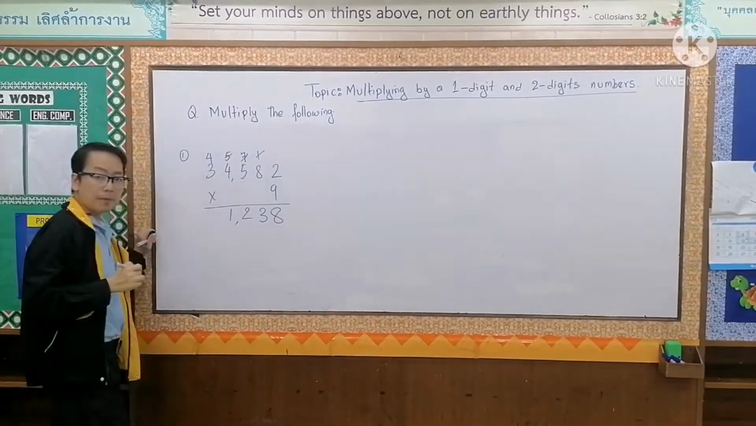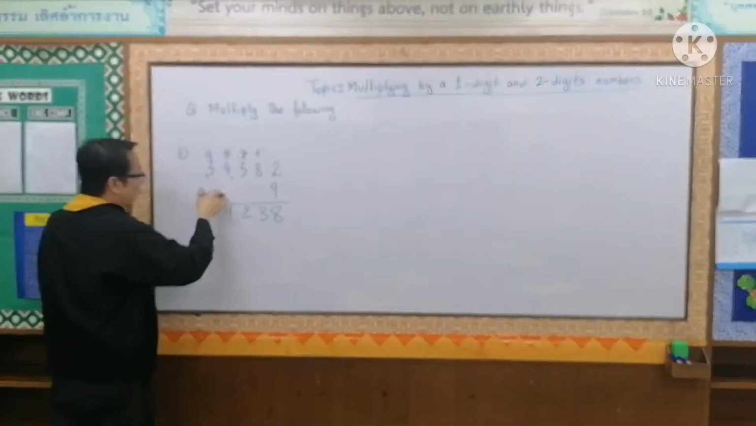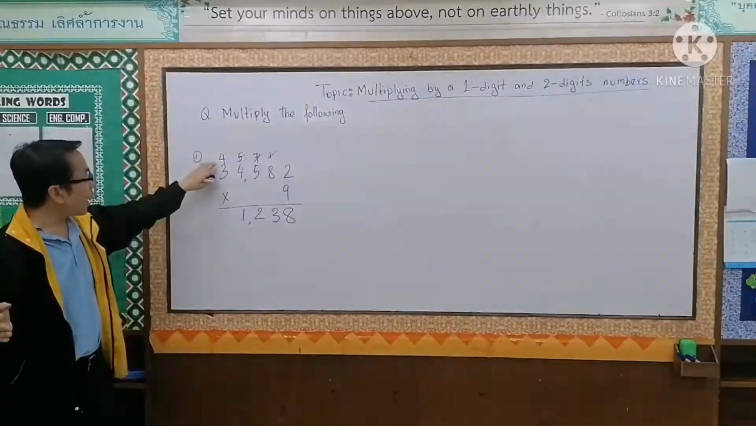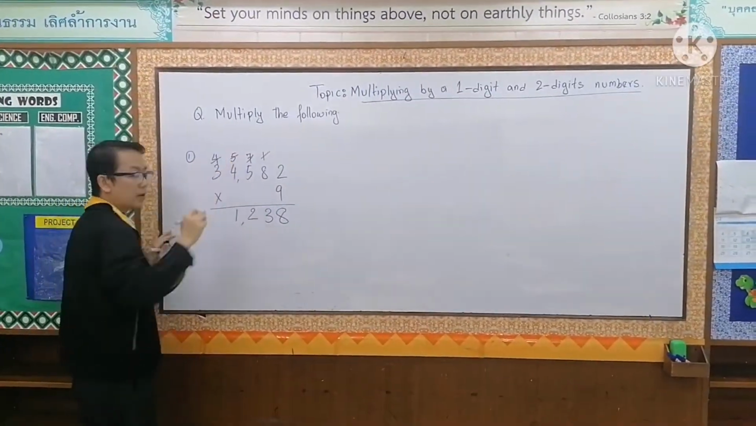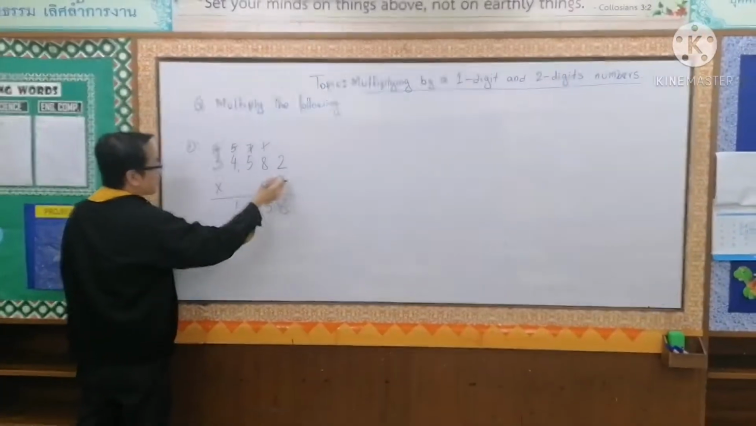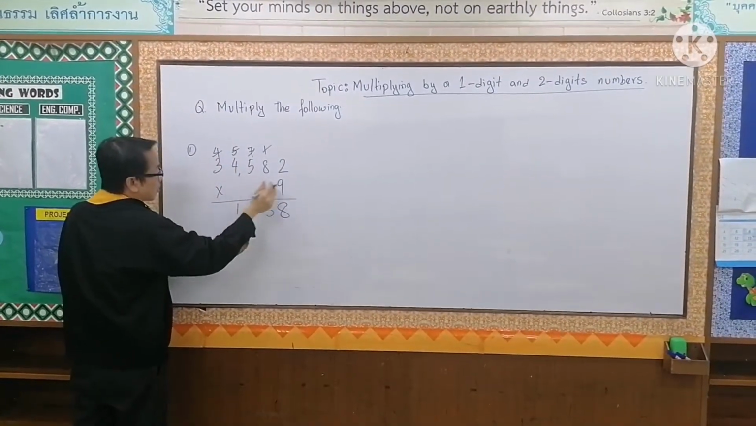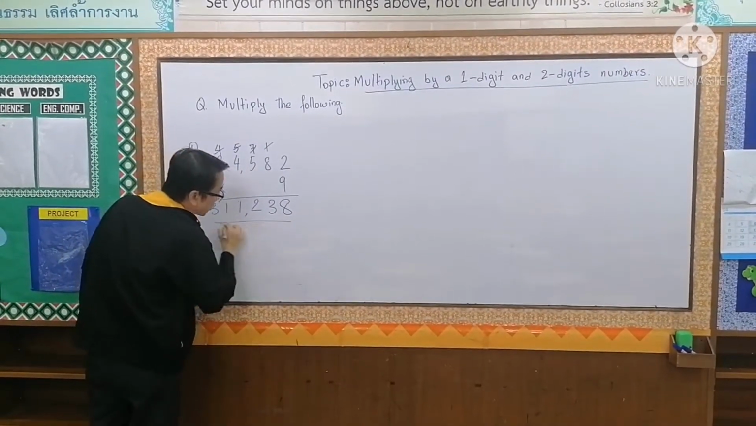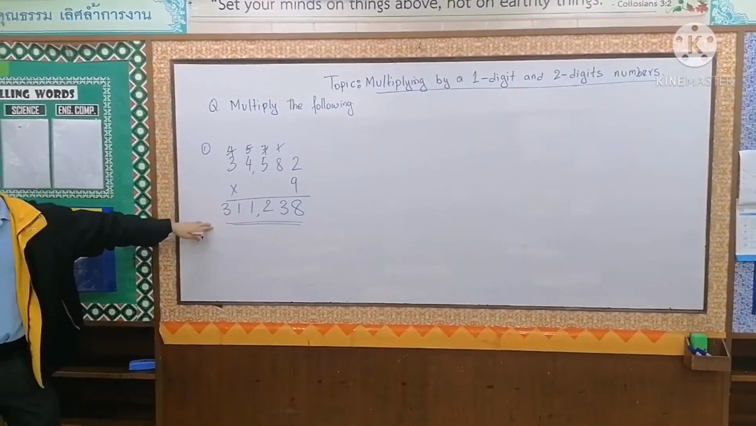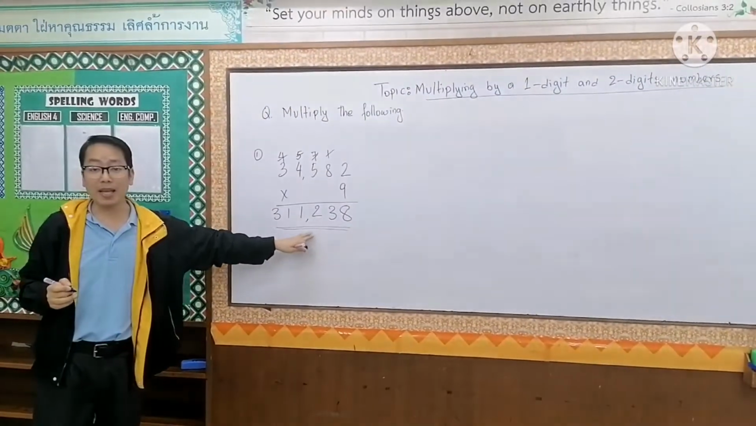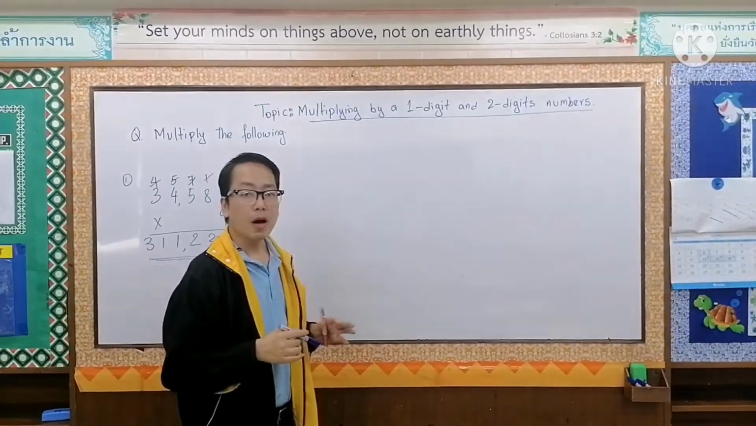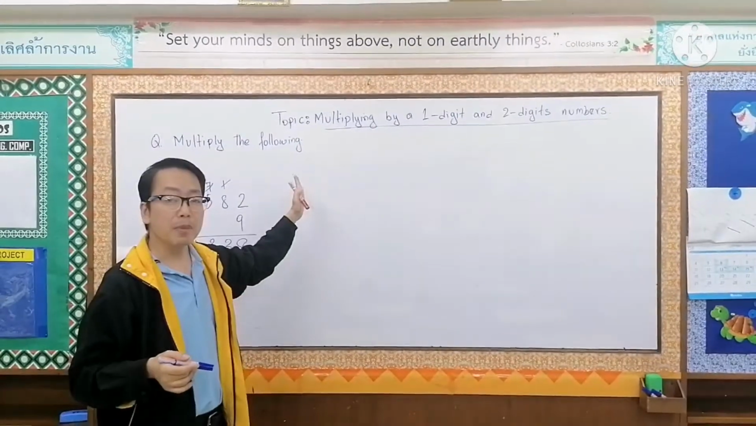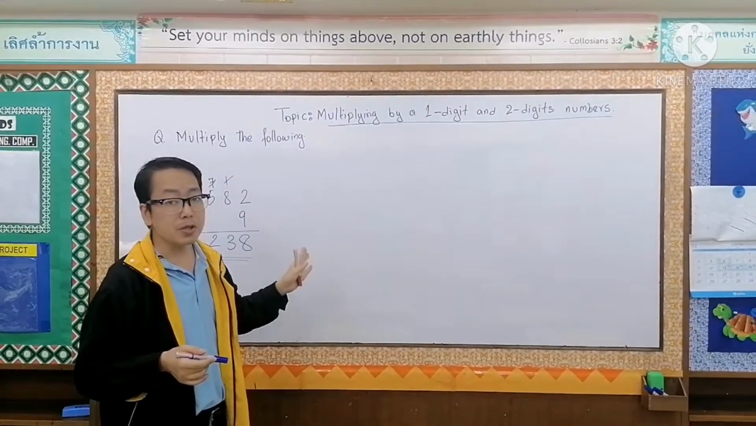Do not forget to put the comma. And then next, please go 9 times 3. 9 times 3 gives you 27. Now 27 you add with 4 gives you 31. So your answer should be 311,238.